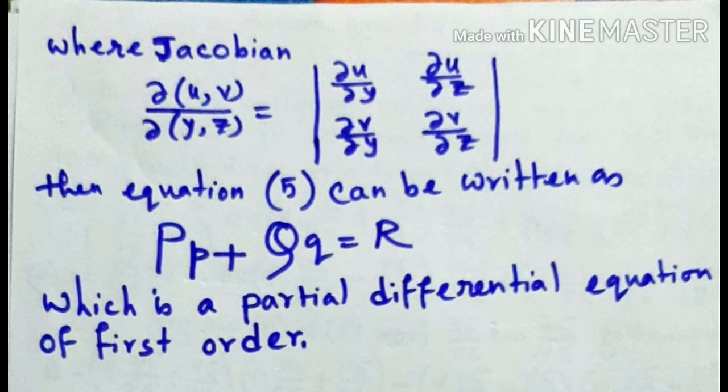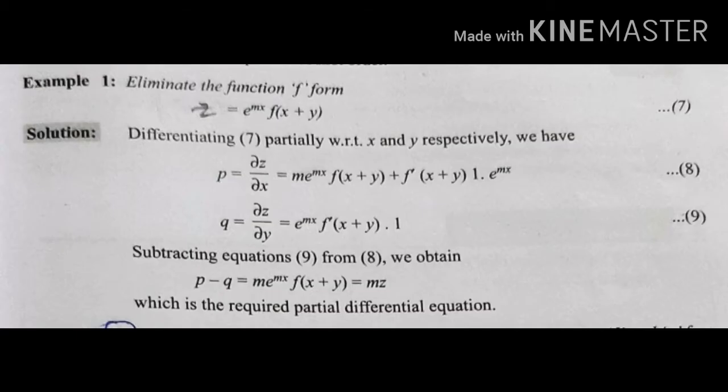So the equation number 5 can be written as capital P into small p plus capital Q into small q is equal to R, which is the partial differential equation of first order. Now example number 1. Eliminate the function small f from z is equal to e to the power mx f of x plus y. We write this equation as number 7.